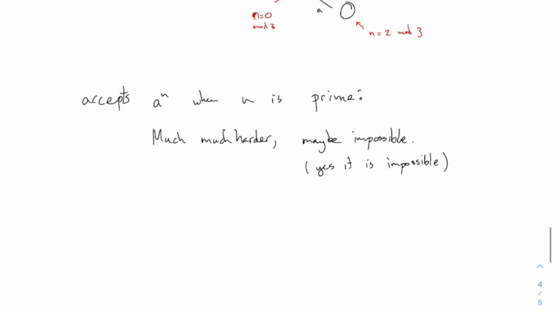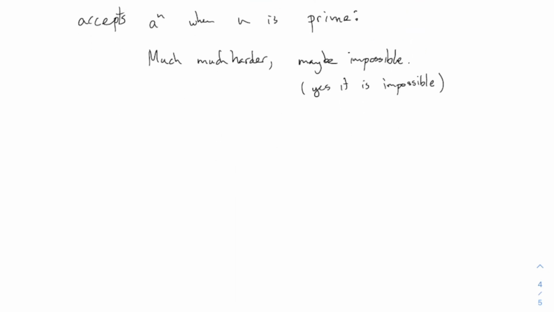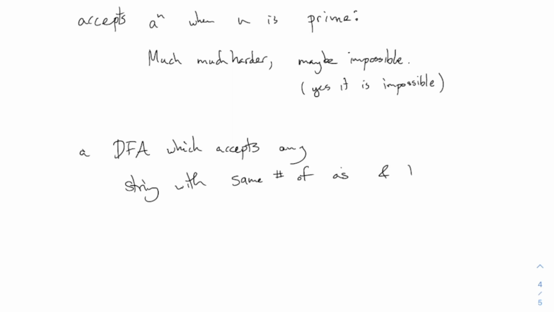Here's another example, which we are going to talk a lot more about in a while. But anyway, how about a DFA which accepts any string with the same number of A's and B's? So think of a string that uses A's and B's. I want a DFA that will accept if it's the same number of A's and B's and will reject if it's a different number. This also is impossible to do with a DFA.